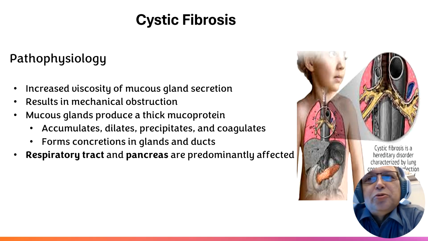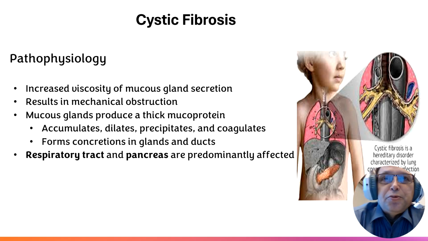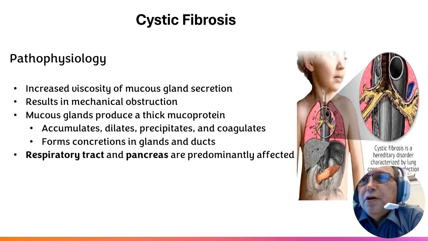When it talks about mechanical obstruction, it just means it plugs up the pipe. When it talks about accumulates, dilates, precipitates, coagulates, that means it forms a puddle, it stretches out everything that it's sitting in, and it will congeal and thicken up like wet concrete, which is the second frame, concretions in the glands and ducts. So it will not only cover them, it will fill them, and then it will solidify, and once it's solidified, it's not coming back out. And keep in mind the respiratory tract and pancreas are predominant. They are not the only thing affected.